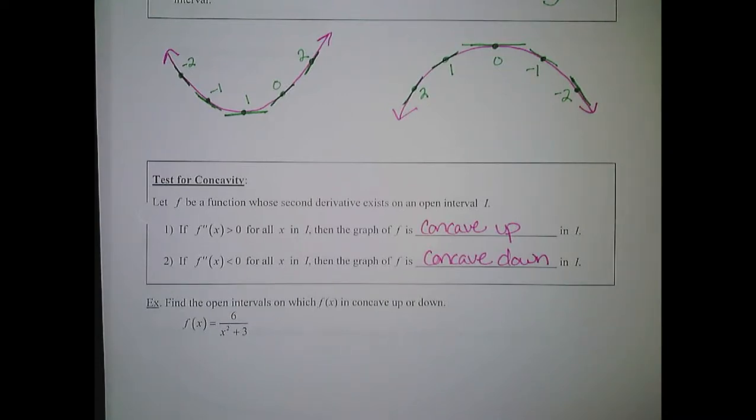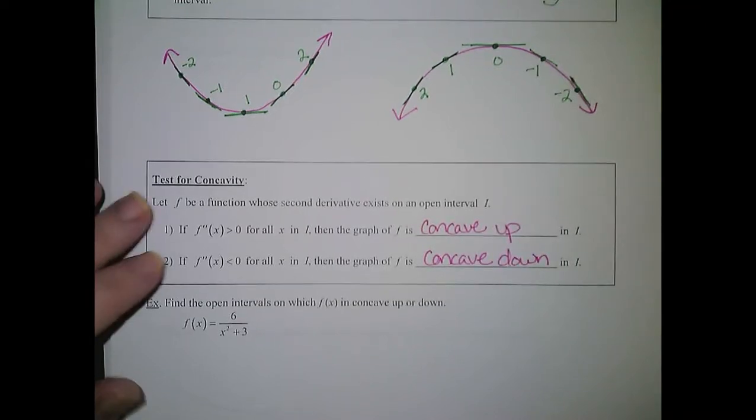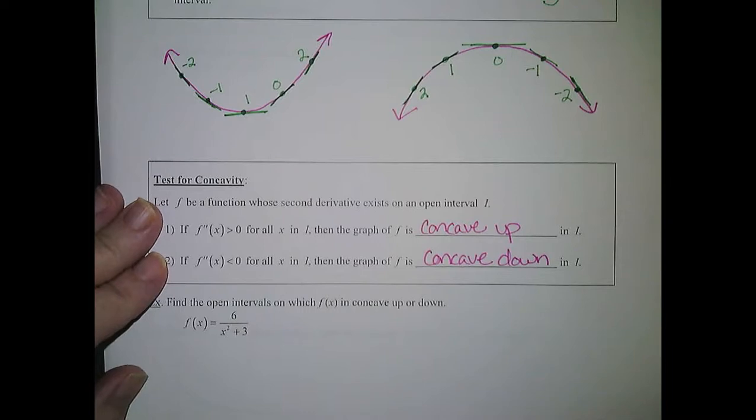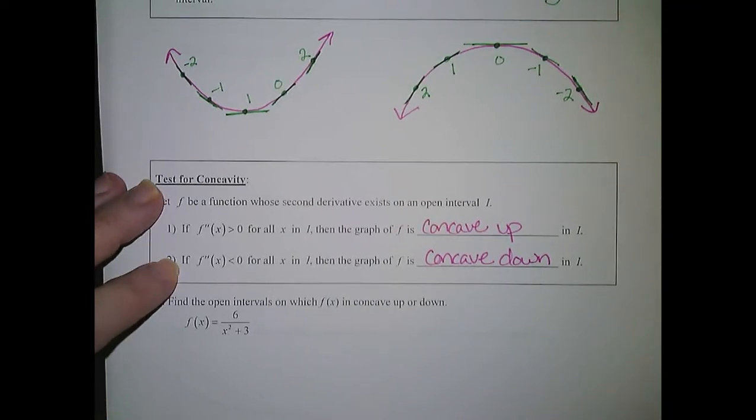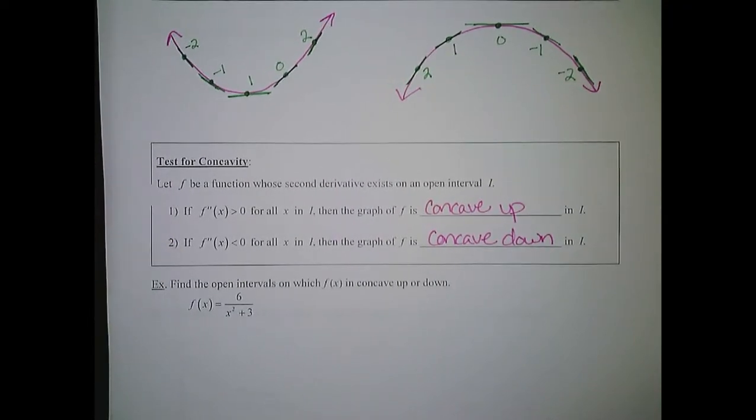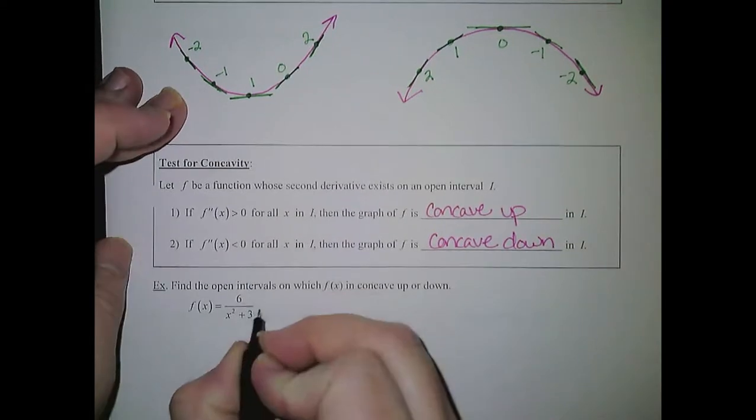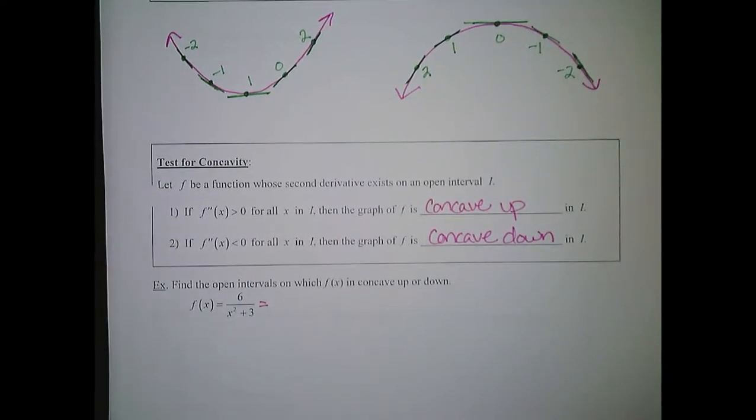So in this next example, we want to know for what open intervals the function is concave up and concave down. To check for that, we're going to look at the sign of the second derivative. If the second derivative is positive, the graph is concave up. If the second derivative is negative, then the graph is concave down. So I need to start by finding the second derivative, which will be the derivative of the first derivative.